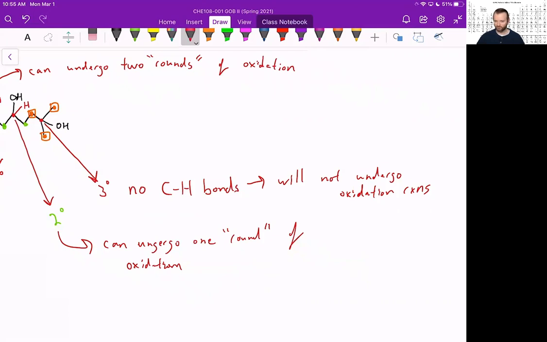Oxidation, for purposes of this chapter, is losing hydrogen atoms. Okay, they take their electrons with them, but you can track it when a carbon atom loses a carbon-hydrogen bond. That's what an oxidation reaction is. So that's how you classify alcohols, primary, secondary, or tertiary. And then it's got importance for oxidation reactions that we'll discuss in a future video.